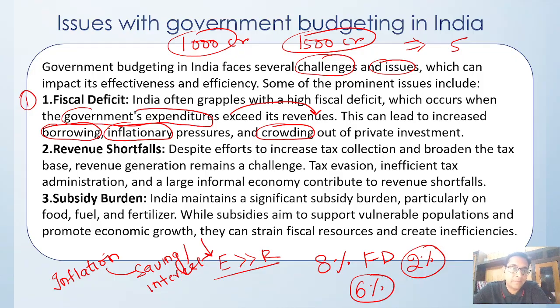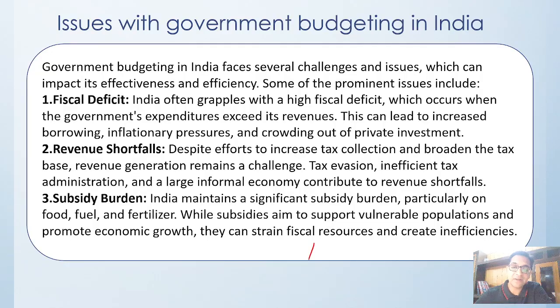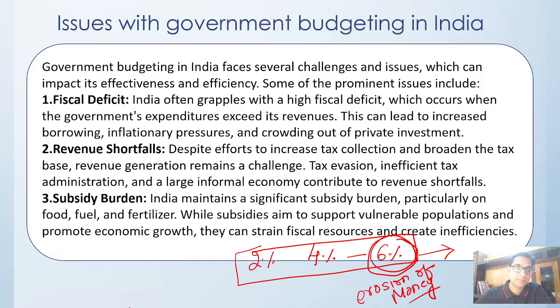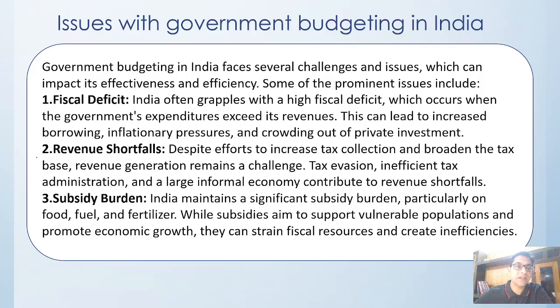So that is why RBI tries to control the inflation rate. RBI says the optimum is 4%, the maximum it can go to is 6%, and the lower band is 2%. We have to maintain these thresholds for inflation if we really want our economy to grow. Otherwise, if the inflation rate goes above 6%, there will be loss of savings, and there will be erosion of money. Then the other issue is revenue shortfall.